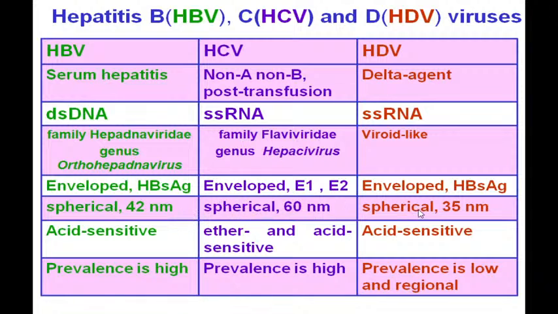Then regarding their size, HCV is of middle size, around 60 nanometers in diameter, and B and D are considered to be rather small viruses. So they are all acid and ether sensitive, so they will be digested in the GIT. And the prevalence of hepatitis B and C is very high right now, really very high. The prevalence of hepatitis D virus infection is lower and regional.